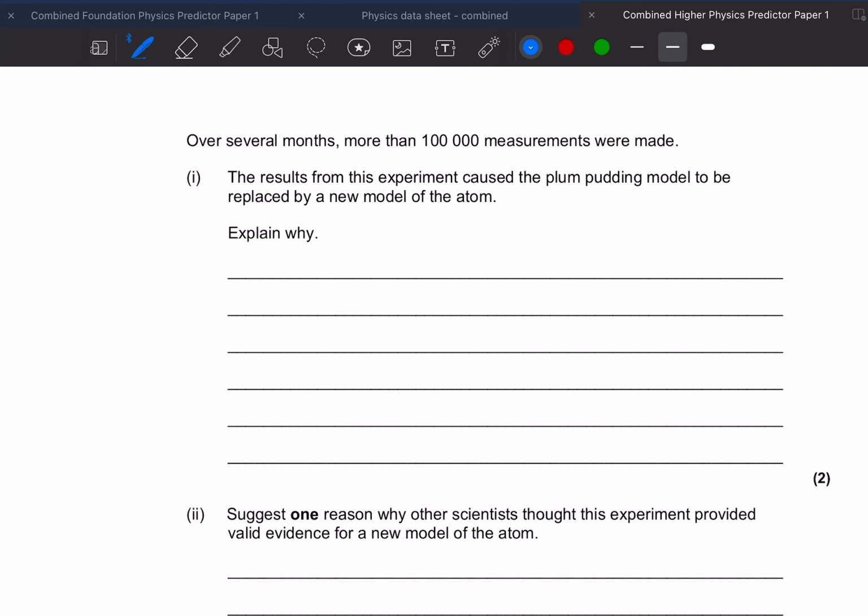Over several months, more than 100,000 measurements were made. The results from this experiment caused the plum pudding model to be replaced by a new model. I'll explain why. Well, the general thing if you replace a model is that the new data did not support the old model. It's just a general statement that if ever you're replacing a model, the new data did not support the old model, and the old model was the plum pudding.